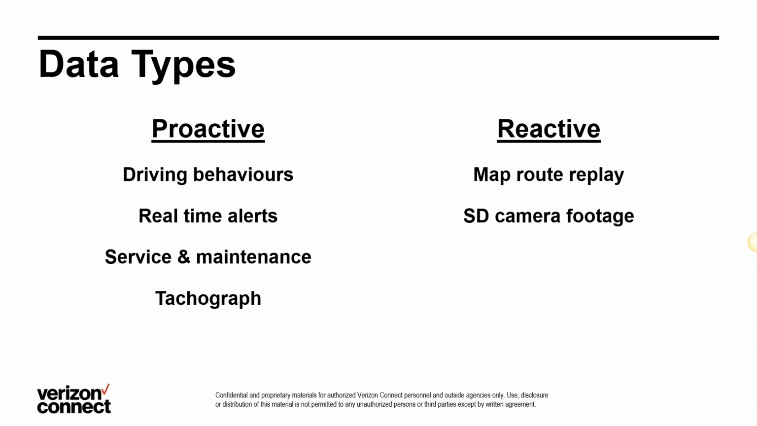So jumping straight into the nuts and bolts of things, data types. Realistically, you have two types, one that's proactive and one that's reactive. Really simply, on the proactive side of things, you've got things like driving behaviours, real-time alerting of key incidents, service and maintenance, and tachograph, which both fall in the compliance area as well. And then on the flip side, you have the reactive, and that's things like route replay or journey replays, and then also SD camera footage as well.